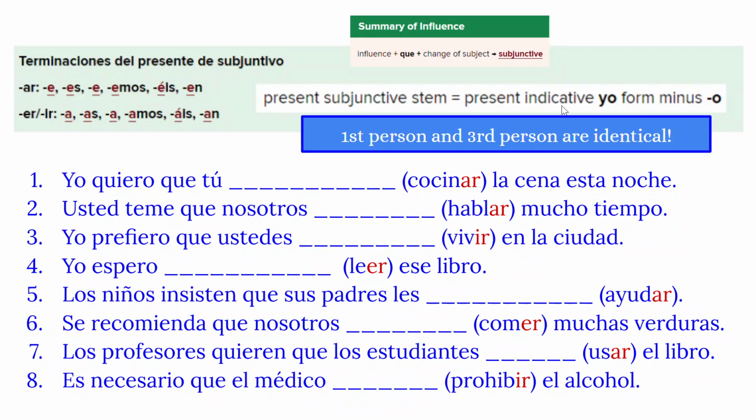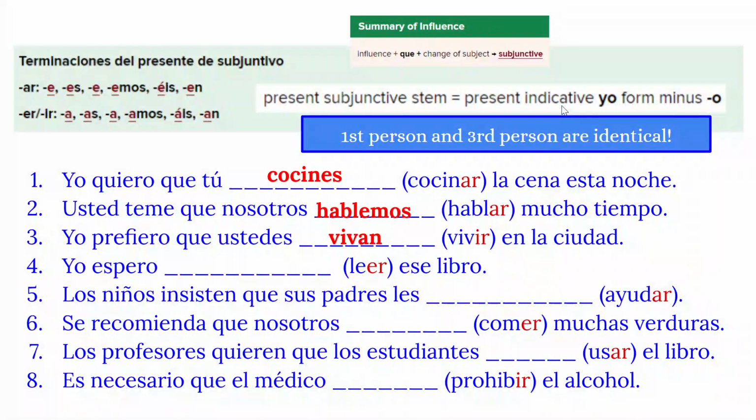You can pause the video, try and work this out, and then come back for responses. Número 1. Yo quiero que tú cocines. Usted teme que nosotros hablemos. Yo prefiero que ustedes vivan.